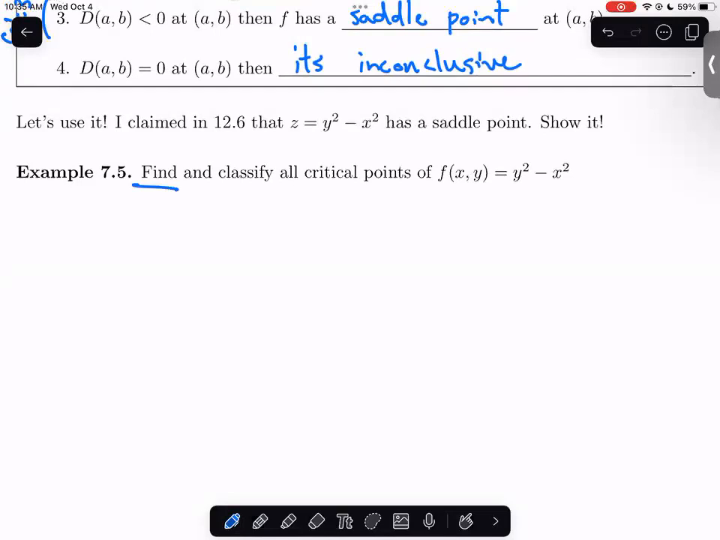These are quite often two-part problems. Part A could be to find all of your critical points. Part B could be to classify all of your critical points. So, the finding of the critical points. Remember, I'm going to be taking some partial derivatives, and hopefully finding when those are both equal to 0. If I take my partial derivatives, with respect to x, I get negative 2x, and with respect to y, I get 2y.